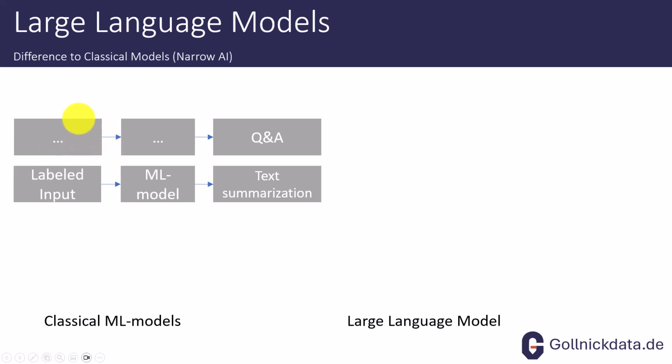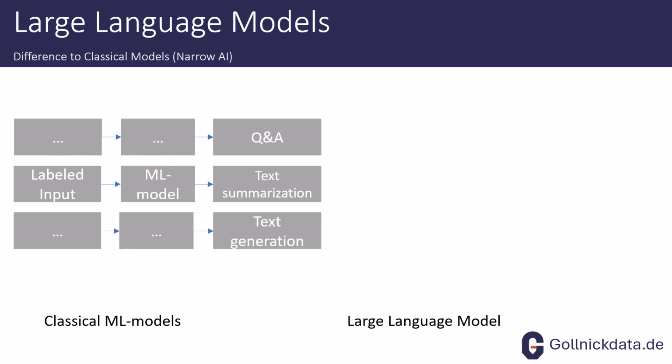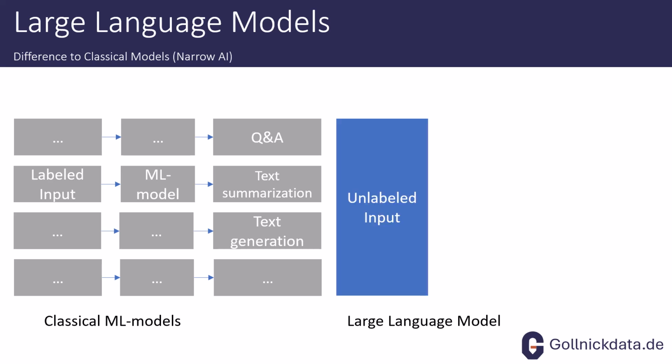Then if you have created a different data set and trained a model with a different objective, then you might have a Q&A model or a pure model for text generation or translation. So you had very specific expert models for different fields. That was in the old days, but with large language models it changed a bit.